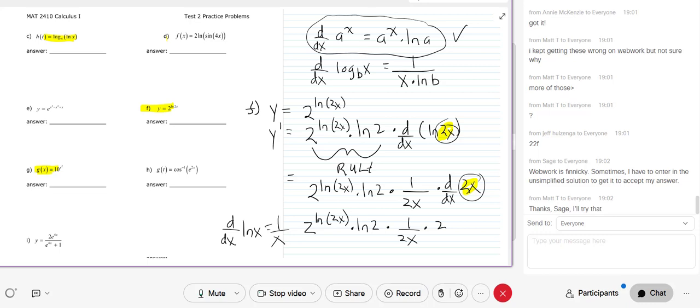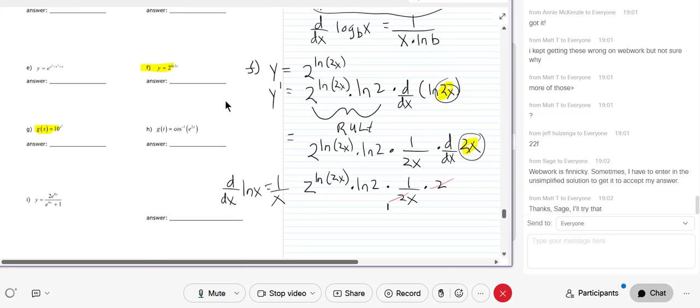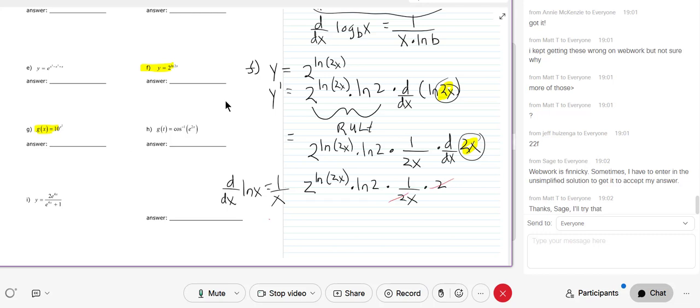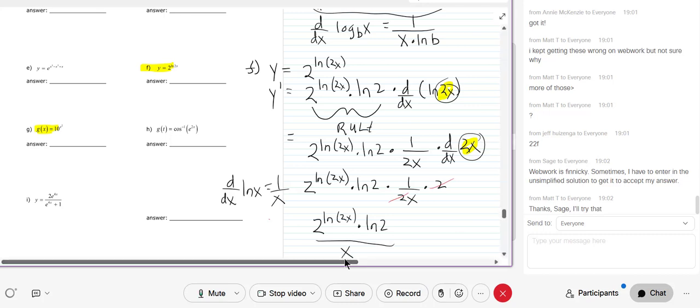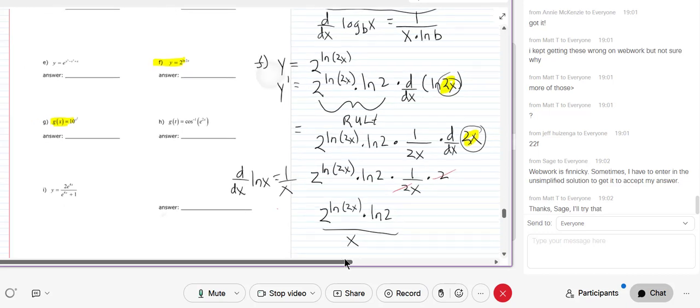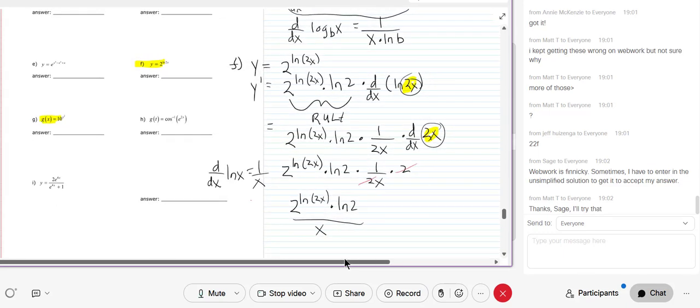So really the only simplification that you can do is cross out those 2's, and then you would end up having this answer right here. So it looks like your answer on this is going to end up being 2 to the ln of 2x times ln 2, and then you could put it all over x, because you have that x in the denominator. That's probably the simplest way to write that answer.